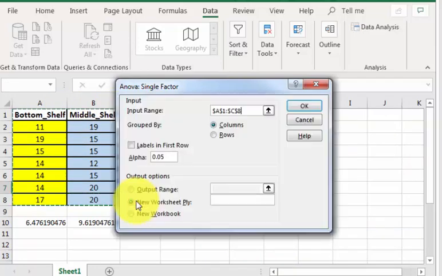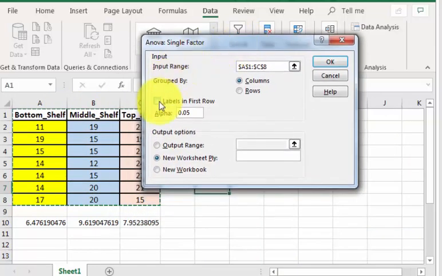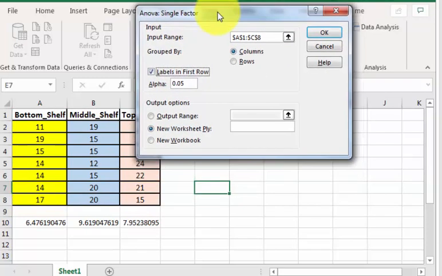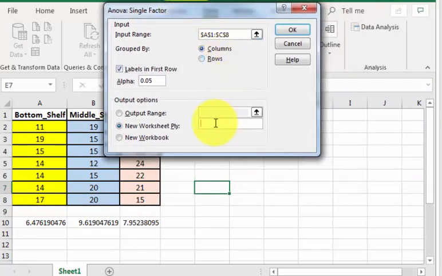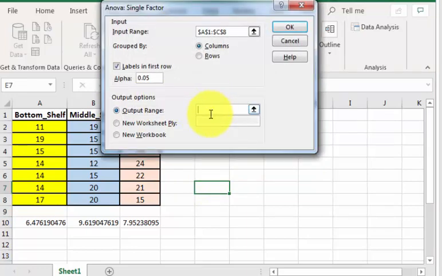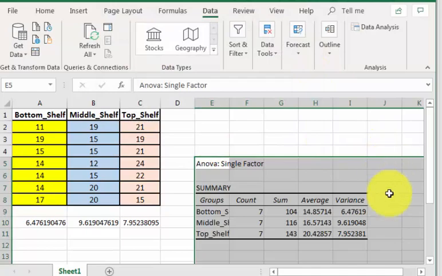Whole thing. And yes, I put the labels in. And where do I want the output? I want it right around here. Get in there, you. Oh, no, I'm sorry. Output range. And yeah, I want it right around there. Good. All right, let me pull this up so you can see it.